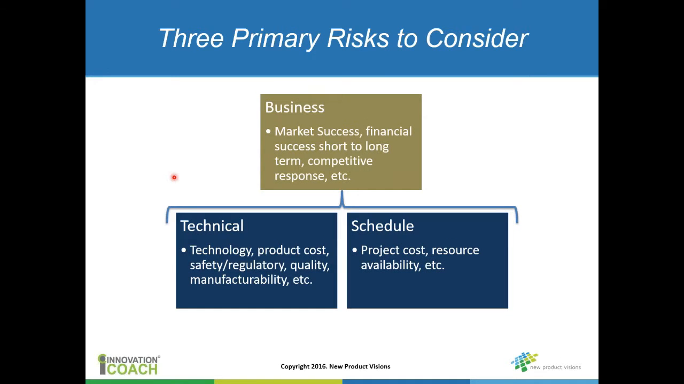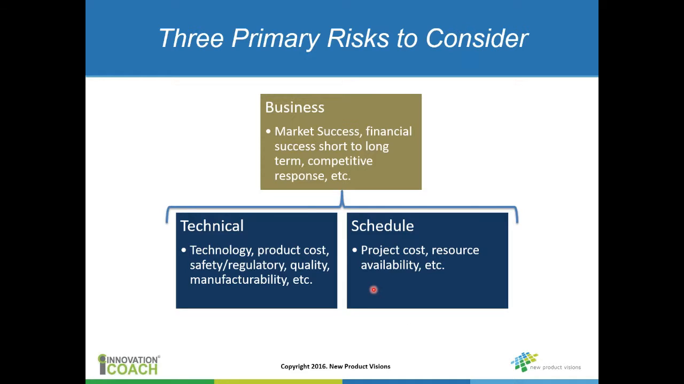I want to go back to Part 1. At the beginning of that webinar, we talked about the three primary risks that we typically consider in new product development. Those include the overall risk to the business for the project, and it includes multiple factors. And then there are two other risks that we tend to deal with separately, though they, in my opinion, are really a subset of the overall risk of the business, and that's the technical risk and the schedule risk.